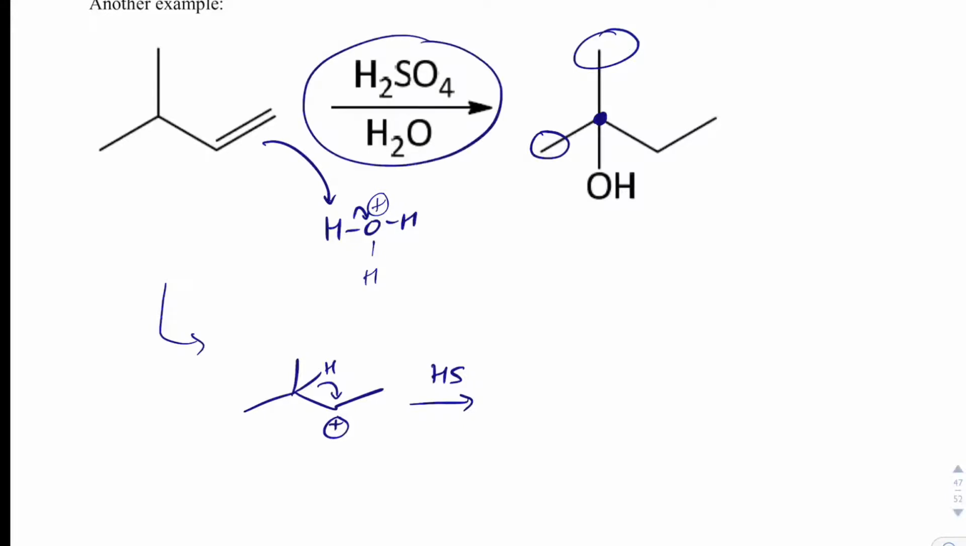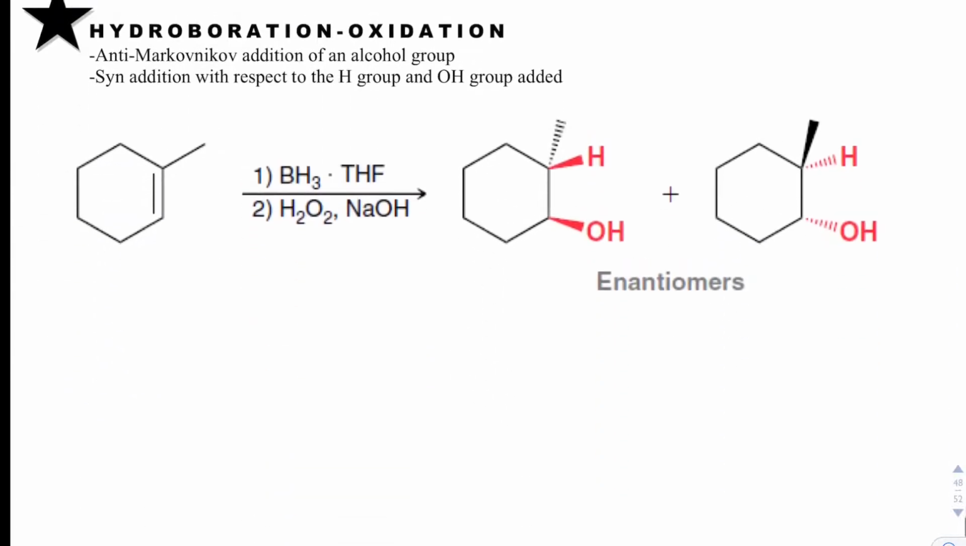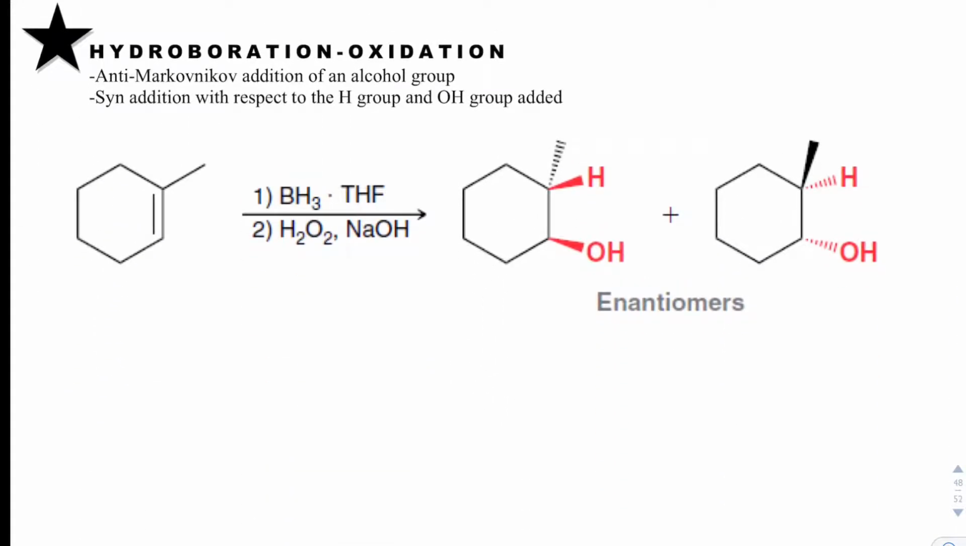This reagent, H3O plus, which is sulfuric acid dissolved in water, is a great way to add an alcohol group. However, because rearrangement can happen, it's not always going to behave as you might predict, because you really have to think through. And so what we're going to have are other methods.